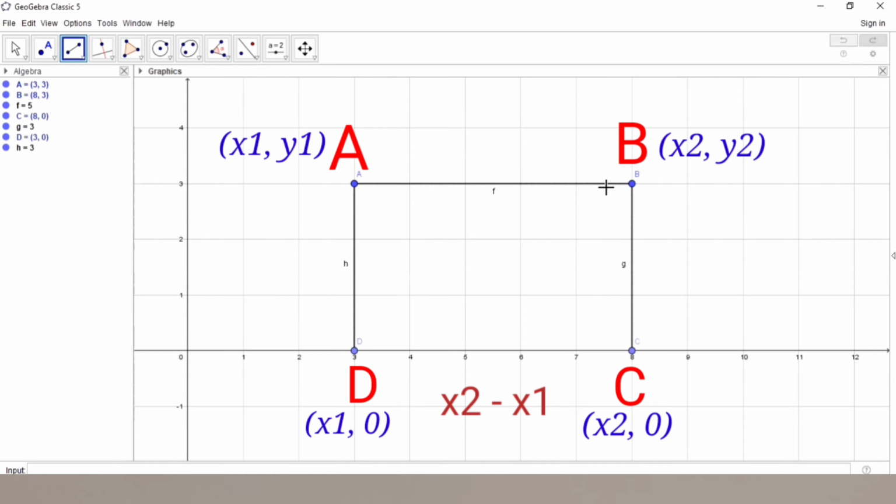Now, as quadrilateral ABCD is a rectangle, opposite sides must be congruent. That is, AB must be congruent with CD, and distance CD can be calculated by using the formula x2 minus x1. The same formula should be there for finding the distance between point A and B. So to find the distance AB, we have to use the formula x2 minus x1. So if there are 2 points given and if the line segment joining these 2 points is parallel to x-axis, its distance can be also found by using the same formula, that is x2 minus x1.